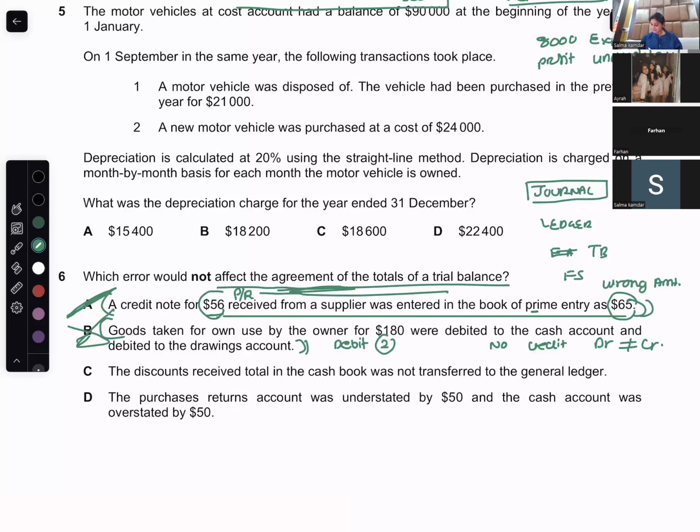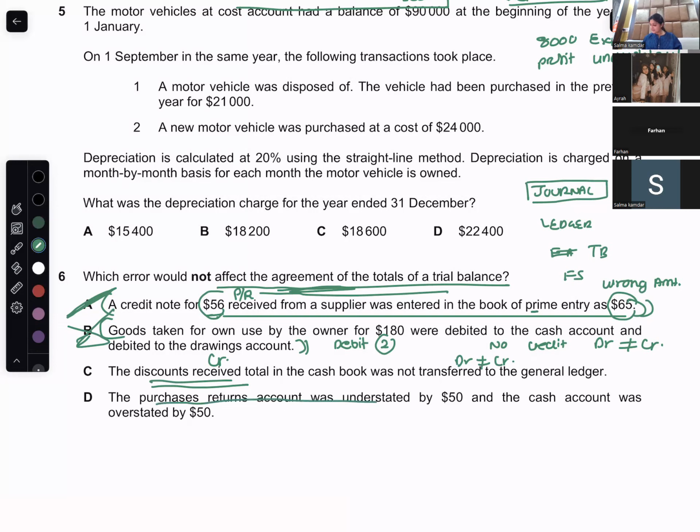Read the third one. The discount received total in the cash book was not transferred to the general ledger. So discount received has what balance? Discount received has a credit balance. The credit balance was not transferred. So debit is not equal to credit. It's going to affect the trial balance. Okay.